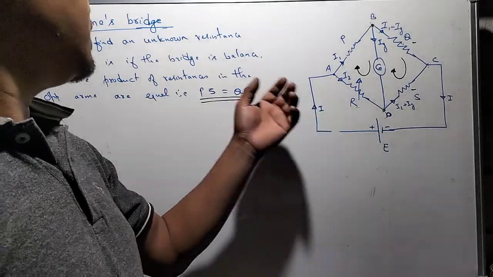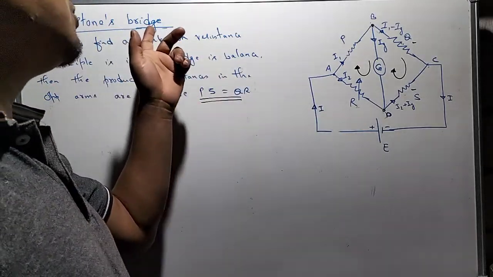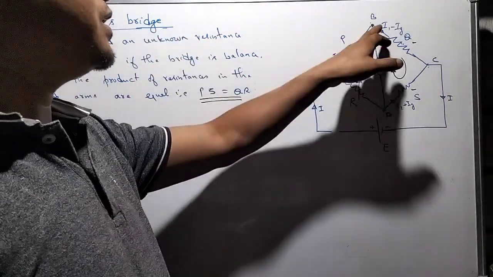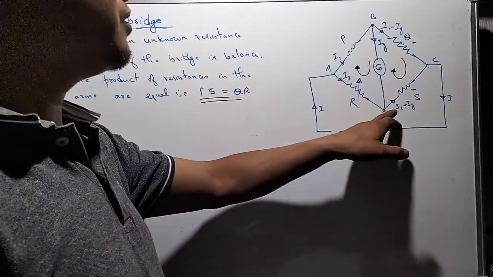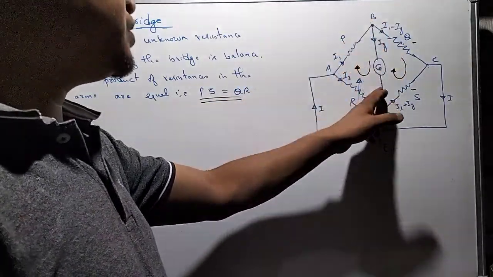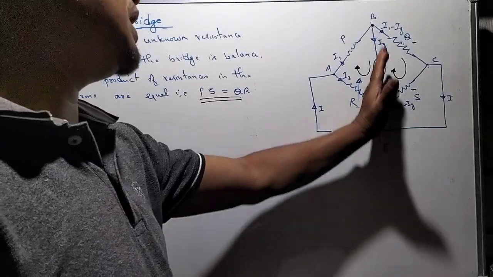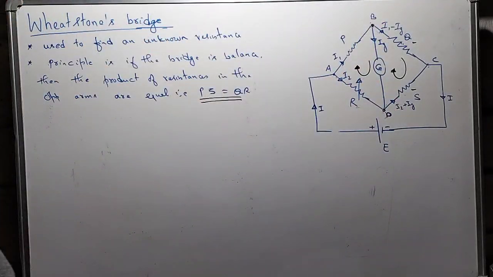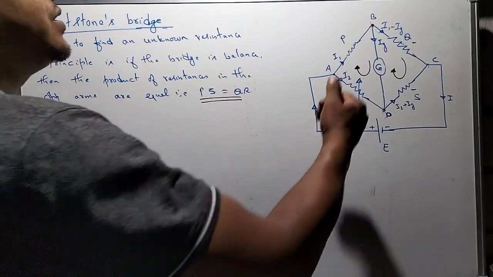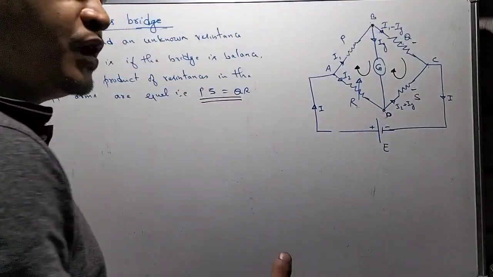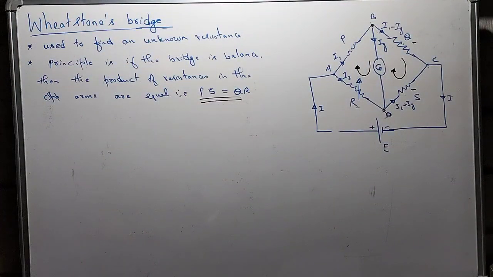Further, we call this Wheatstone Bridge because the point B and point D here are bridged with a galvanometer. So this galvanometer is actually like a bridge that joins the two points B and D. So therefore we call it a Wheatstone Bridge.